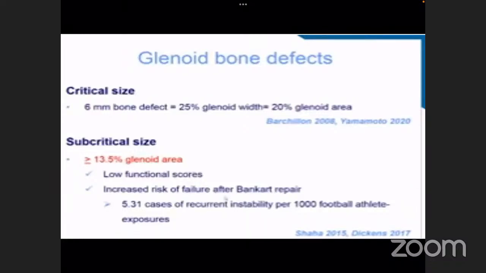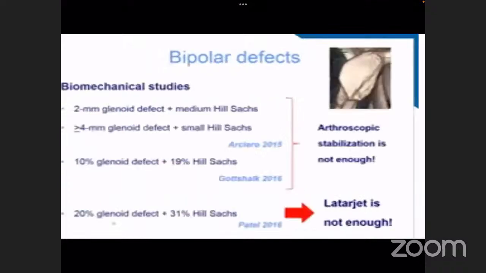But there's also a subcritical size that was introduced, which is almost 13.5% of glenoid area. This was seen because of the low functional scores after shoulder instability surgery and the increased risk of failure after Bankart repair if you are not addressing, or if you misunderstand, the glenoid bone defect.